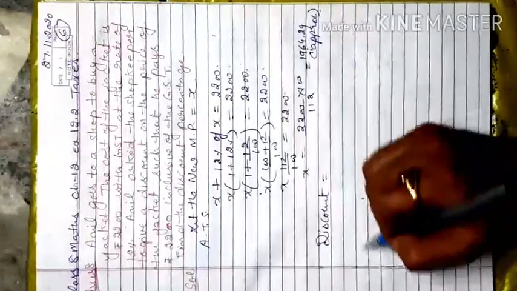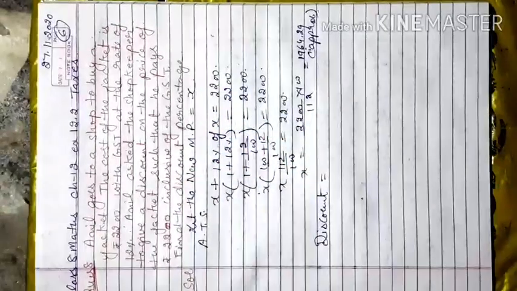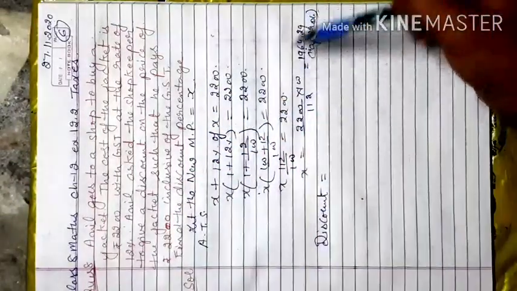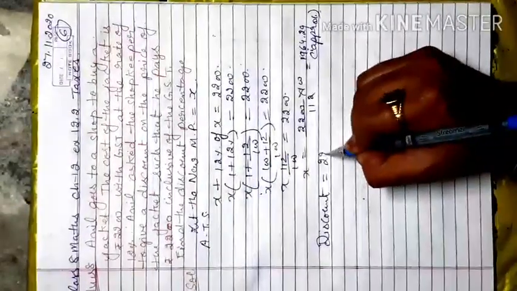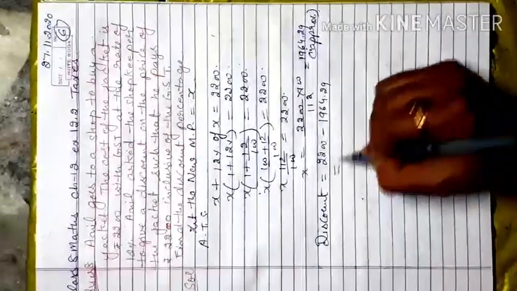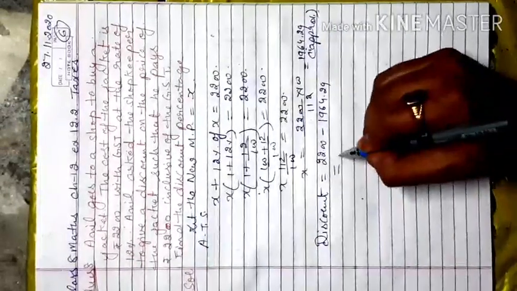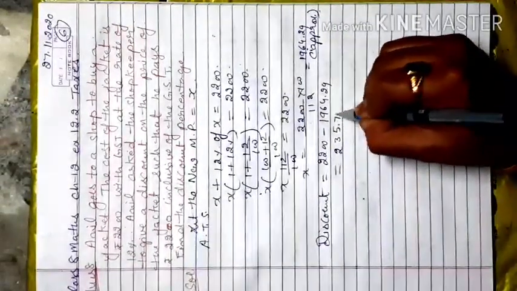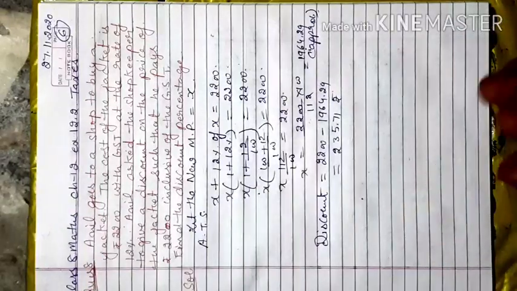So discount is equal to, so what was the actual price before was set and what was the new price? Actual price was 2200. So you have to subtract new price from the actual price. So that give you 2200 minus 1964.29. So that give you 235.71 rupees. That means shopkeeper has to reduce 235.71 rupees from the actual price before set by the shopkeeper.